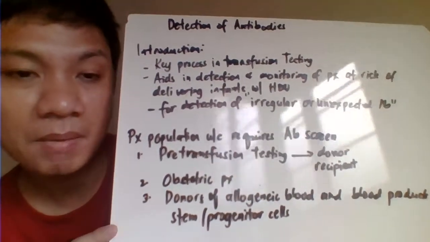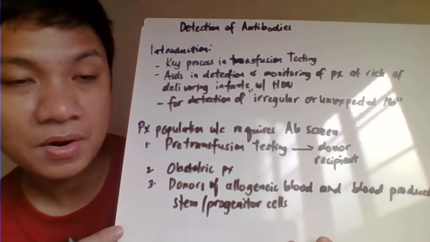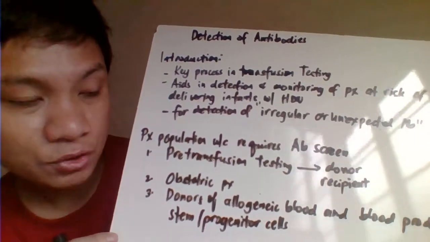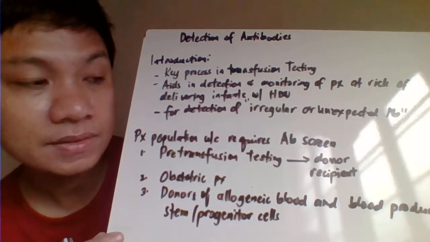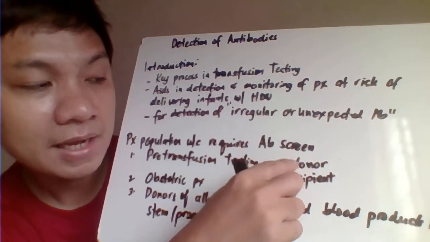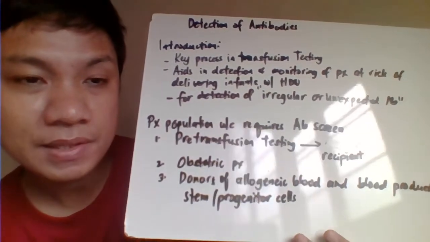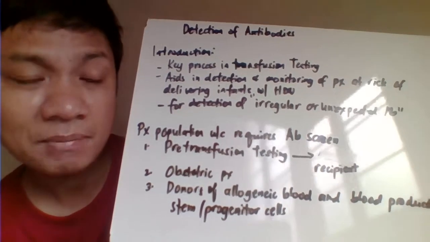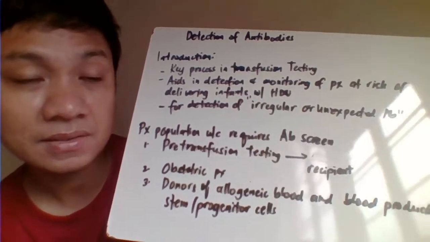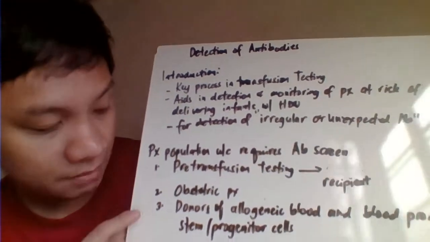Okay, we have here the populations that should be tested for antibody panel identification. The first one is pre-transfusion testing for detection of antibodies in the recipient. Most likely, that's for the recipient, because the recipient is the one with the antibody, while for the donor we test for the antigen. Since we're detecting for antibody, this is applicable only for your recipient.